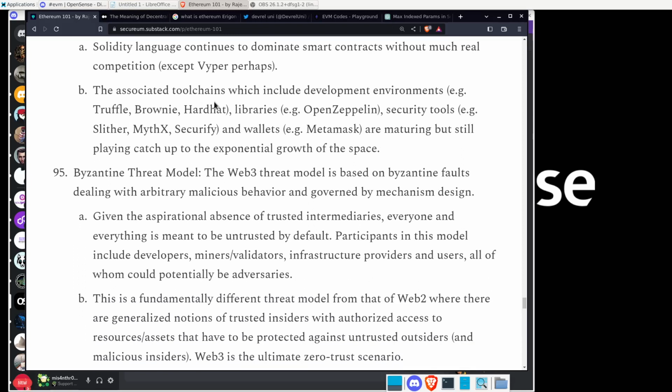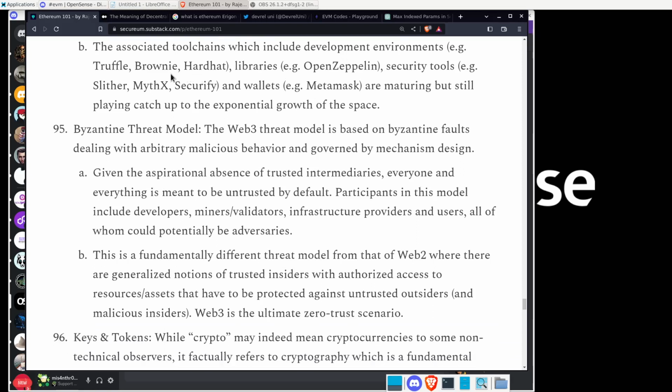The associated toolchains include development environments like Truffle, Brownie, Hardhat, and more recently Foundry. Libraries, you know, like OpenZeppelin, the Solidity, the OpenSea libraries, and the Gnosis Safe libraries. Security tools like Slither, Mythril, MythX, Manticore, and wallets like MetaMask and other wallets.